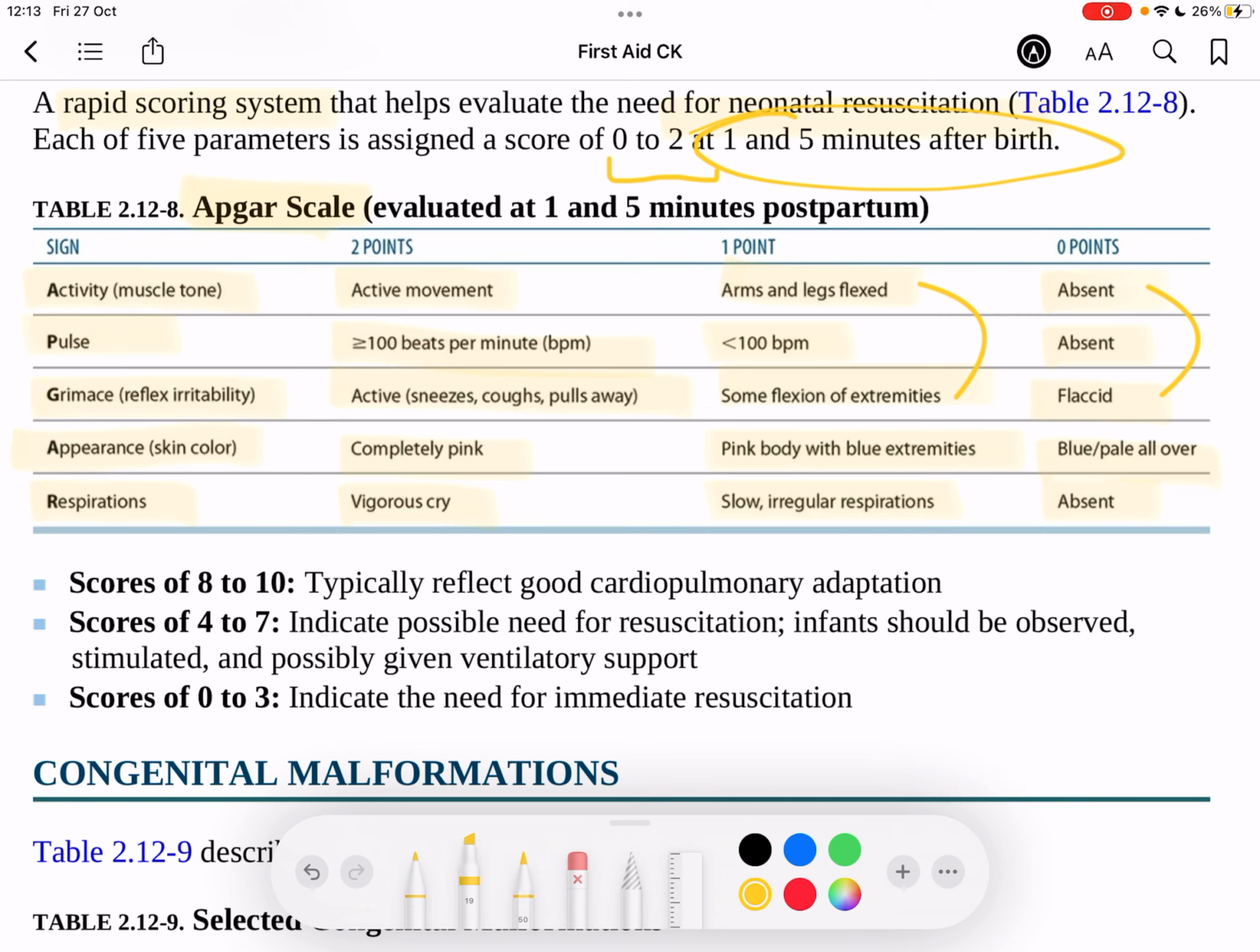So from your APGAR score, you can essentially decide whether this patient needs immediate attention and cardiopulmonary resuscitation. If they're scoring between 8 to 10, this is usually reflecting a good cardiopulmonary adaptation and they don't need any resuscitation. If they are scoring 4 to 7, this is our in-between, okay? These patients should be observed and they may need ventilation, okay? And then unfortunately, your 0 to 3, this is indicating something majorly wrong. They need immediate resuscitation.